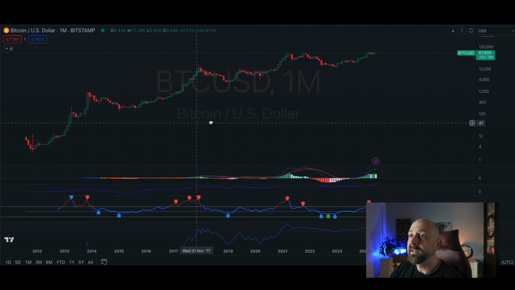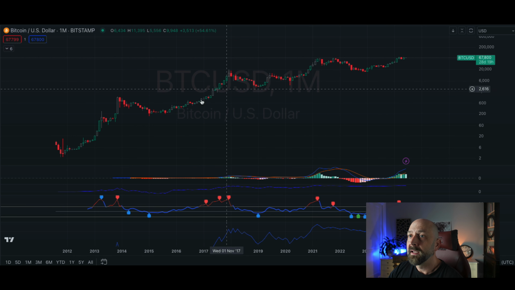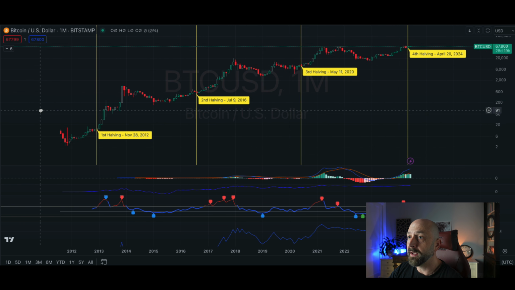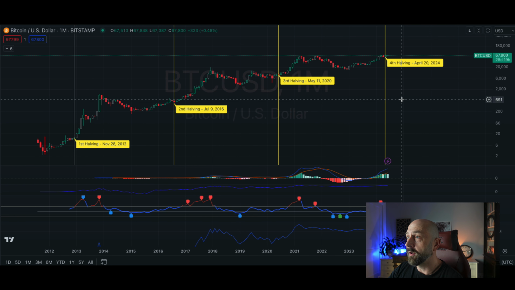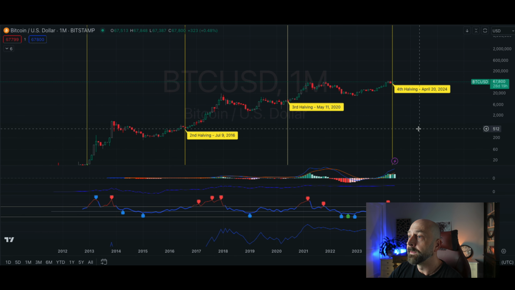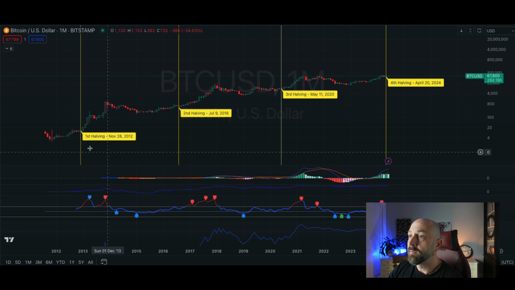This is a monthly time frame here. What we want to do is understand, out of these larger moves, where are we in the cycle? We can look at past history cycles, and then look at where we could potentially be going in this cycle to see what the next move is. What I've done here is I've got this little indicator which indicates the halving.